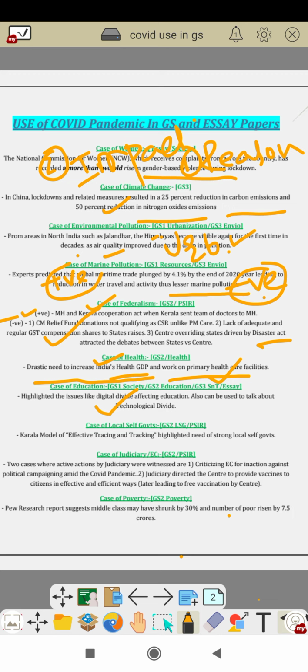So there was one clipping which was shared in the Telegram channel. It highlighted the report by the Education Ministry, which actually talked about the facts related to digital divide. So kindly go through it.